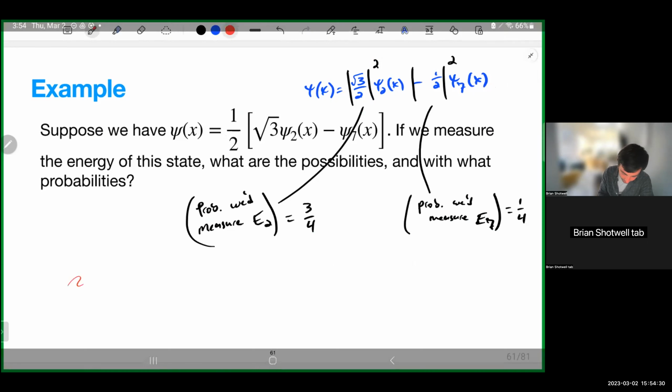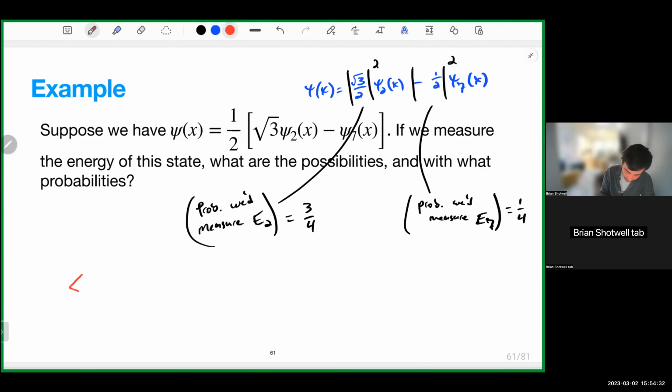Another question is, what is the expected value of the energy? Well, imagine you had 1 million copies of this system and you measured the energy. There's a 3/4 chance you'd get E2, 1/4 chance you'd get E7. So the expected value of energy would be 3/4 times E2 plus 1/4 times E7.